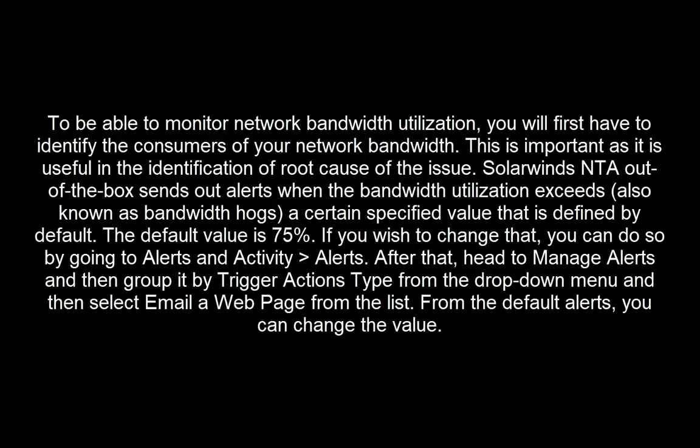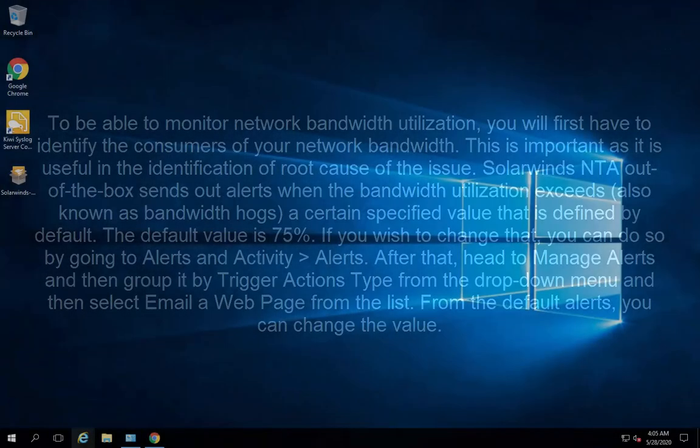SolarWinds NTA out of the box sends out alerts when the bandwidth utilization exceeds a certain specified value that is defined by default. The default value is 75%. If you wish to change that, you can do so by going to the Alerts, Activity, and then Alerts menu. After that, head to Manage Alerts and then group it by Trigger Action Type from the drop-down menu and then select Email or Web Page from the list. From the default alerts, you can change the value.